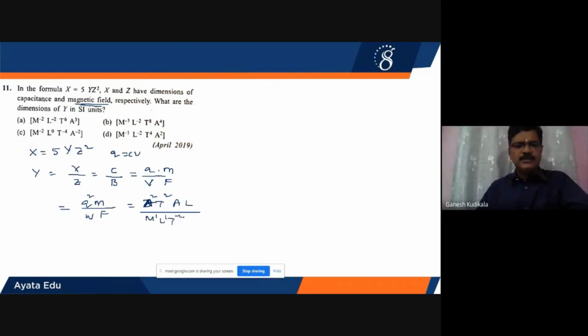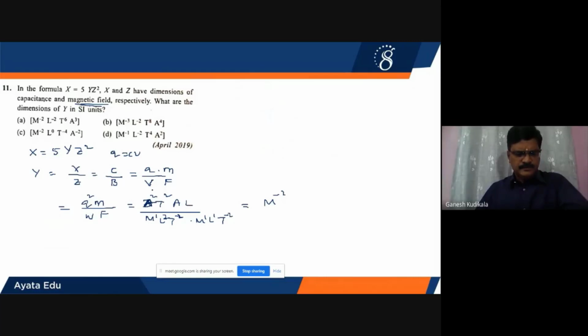Work is M1 L2 T power minus 2. Force F is M1 L1 T power minus 2. So on further simplifying, it is M to the power of minus 2 I am going to get. Capacitance C is equals to Q by V. V is equals to W by Q. Q square will be equal to A square T square.